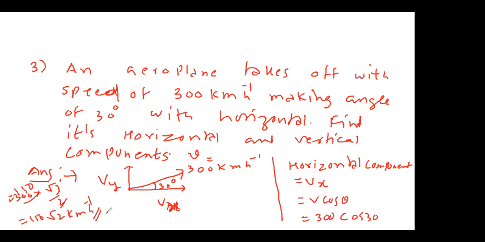Can you tell what will be vertical then? V sine theta. That is 300 into sine 30. So 300 into half, how much? 150. So just copy this diagram, write horizontal, then I will clear and write vertical also. Draw the diagram, then from the diagram write horizontal component equals Vx, which is V cos theta.